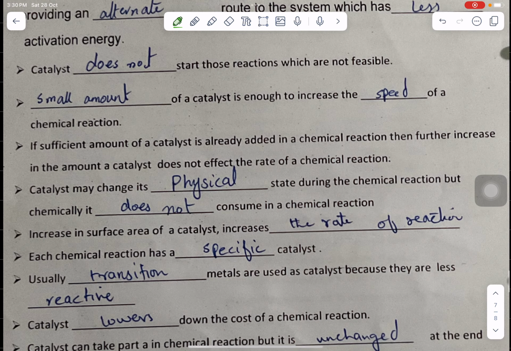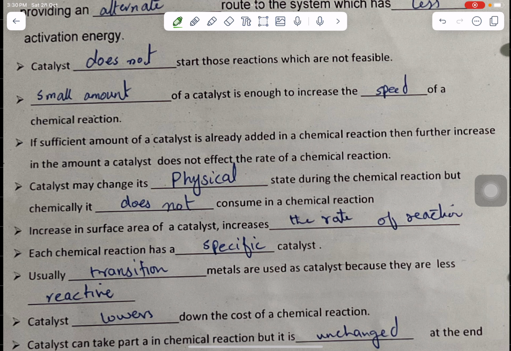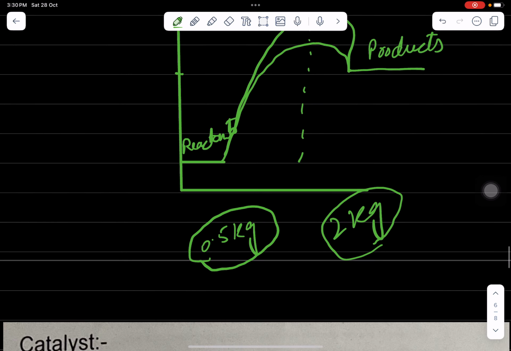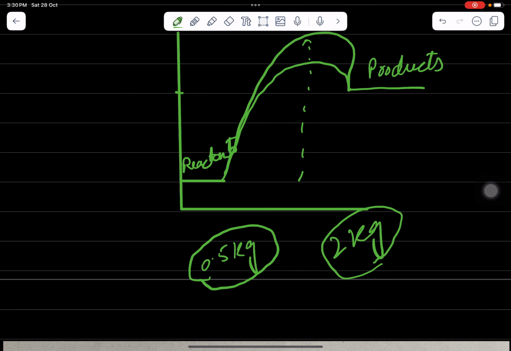Now, if a sufficient amount of catalyst is already added in a chemical reaction, then a further increase in the amount of catalyst does not affect the rate of the chemical reaction. Now, let's discuss what this point says.